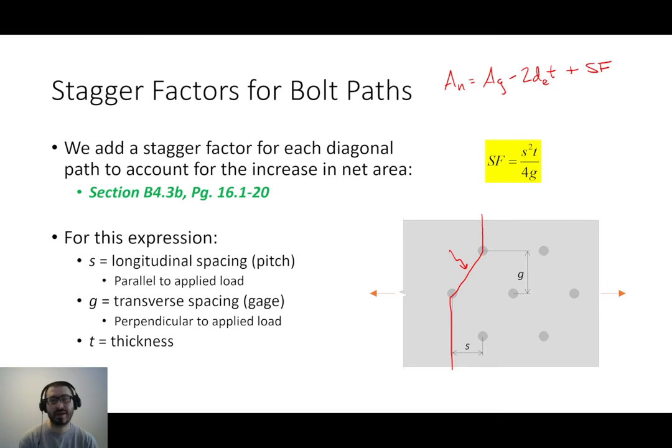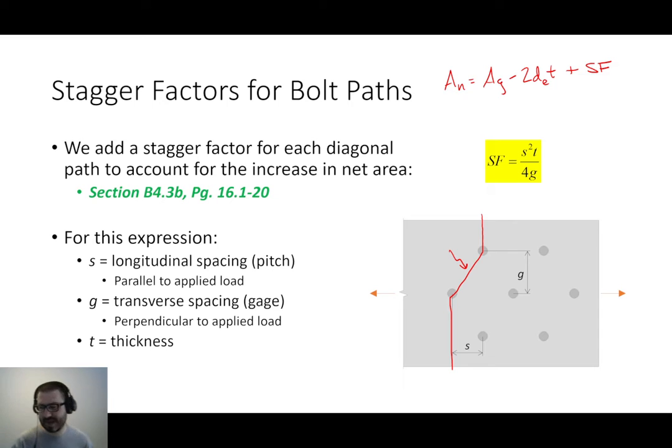Now I'll go ahead and tell you, if you look at this particular reference in the manual, I'm sure some of you are studious in that regard, you're going to open the manual and it's not going to say S squared T over 4G. It's just going to say S squared over 4G. And some of you are going to go, wait, Dr. Mike, that's a typo. No, it's not a typo. It's just the way that the manual describes stagger. What the manual is saying is that for every diagonal path, you add S squared over 4G, but that will just give you the increase along the path. You have to multiply by the thickness of the plate to get that in terms of area. So that's why I account for that here.